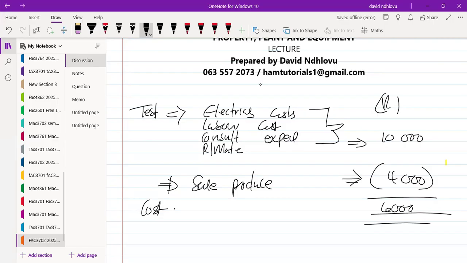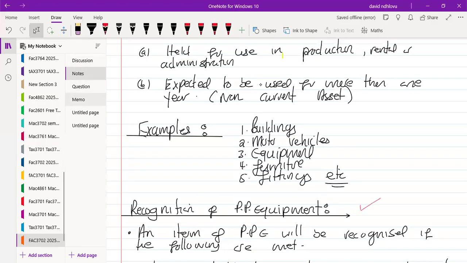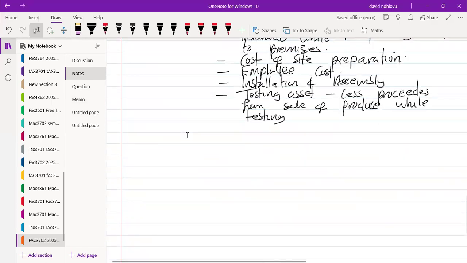You have to less any income that you derive from the proceeds of testing, from the total cost of that particular exercise to test run the machine or whatever asset it is that you are bringing on board. So we do add the cost of testing after netting off any income derived from the proceeds of the testing. Then we also have professional fees. Professional fees, these are consultation fees.